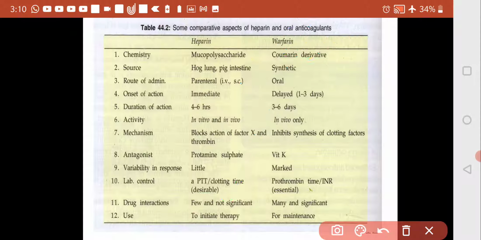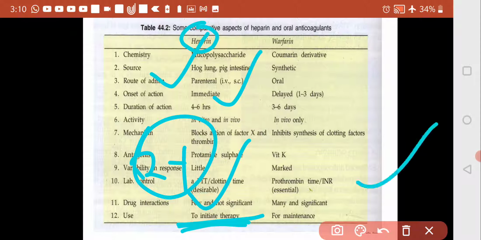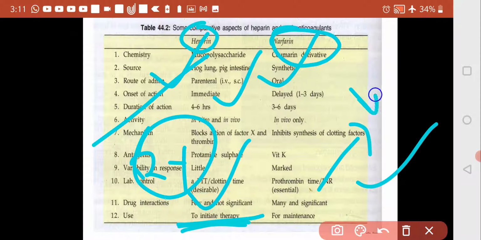So when we use it in some treatment part or some earlier part, we start the therapy with heparin because it has acute onset and quicker action. Warfarin has a delayed effect. So when we give it for prophylaxis, earlier we start with heparin and shift to warfarin.